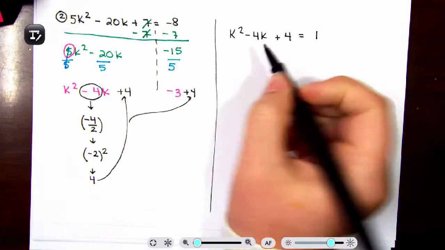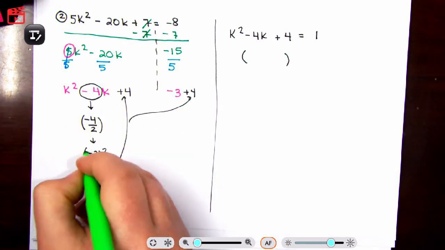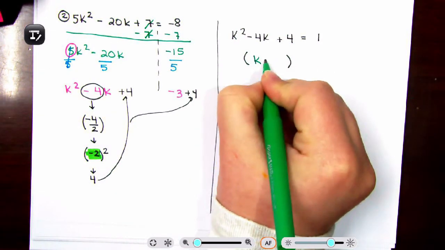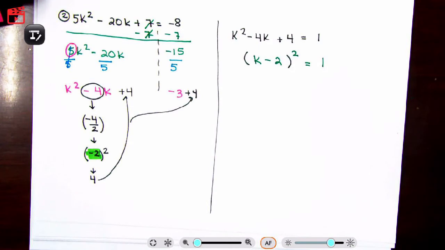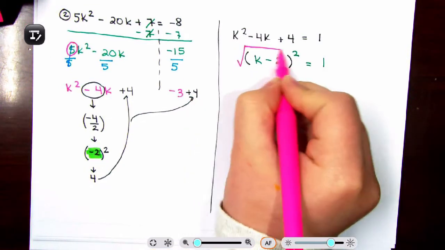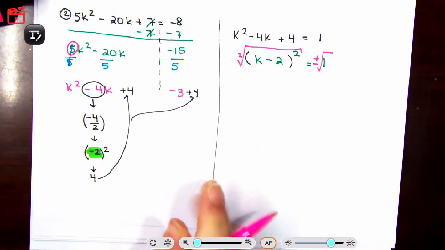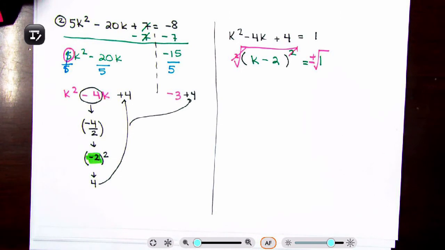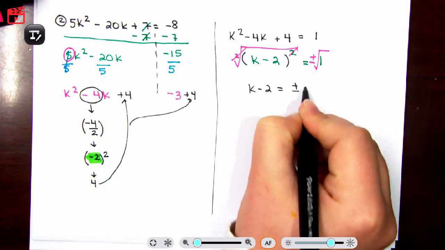We're going to write this as our factors. We know what goes inside of the parentheses, which is our b divided by 2. In this case, it is negative 2. So we have k minus 2 squared is equal to 1. We're going to take the square root of both sides. Remember your plus or minus. And remember you have a secret index of 2 here, which goes away. So then what do we have left over? We have k minus 2 is equal to plus or minus 1.